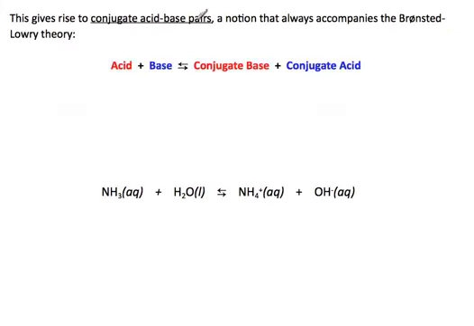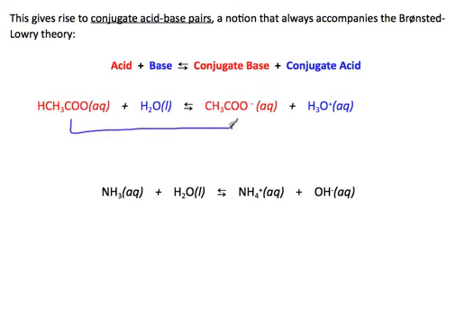So this gives us this notion that is very central to the Bronsted-Lowry theory: conjugate acid-base pairs. So what you have is an acid reacts with a base. When that acid behaves as an acid, it becomes or turns into a conjugate base, and the base on the other hand turns into a conjugate acid. And so that's quite evident from that last reaction we just looked at. There's my acetic acid, the acid. It turns into a conjugate base. So there's the conjugate base of that acid.